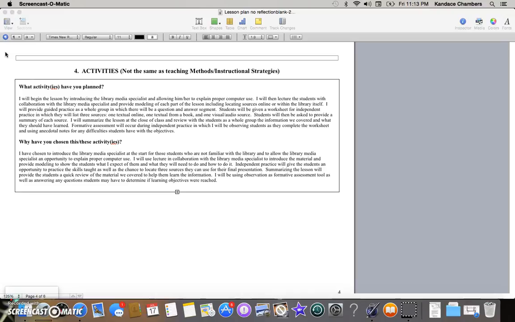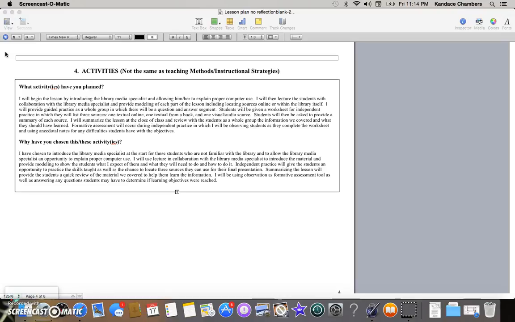I will provide guided practice as a whole group, in which there will be a question and answer segment. Students will be given a worksheet for independent practice, in which they will list 3 sources: 1 textual online, 1 textual from a book, and 1 visual or audio source. Students will then be asked to provide a summary of each source.